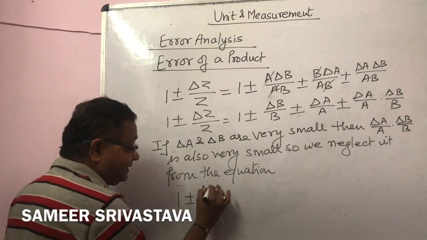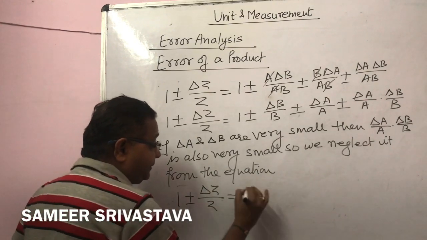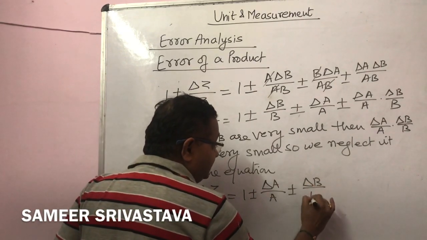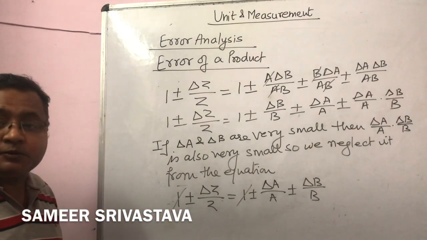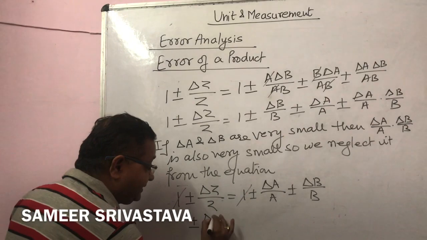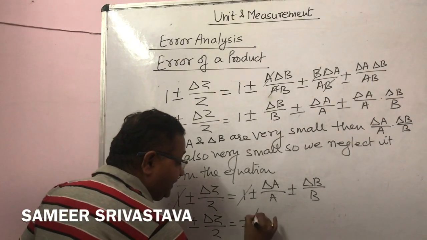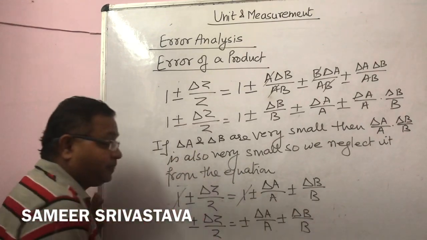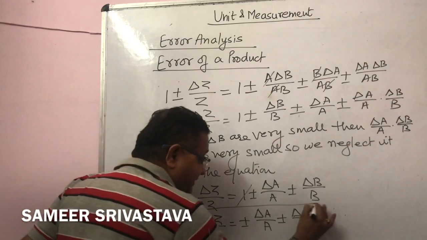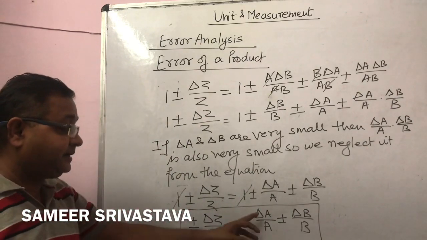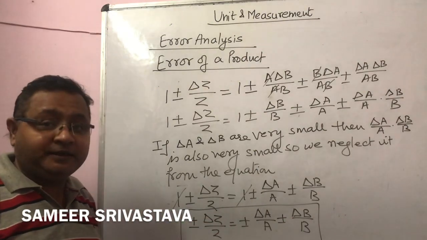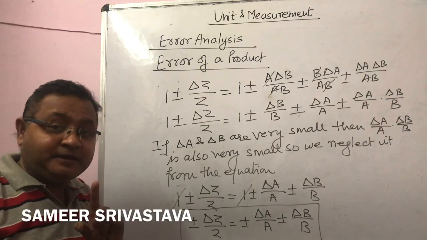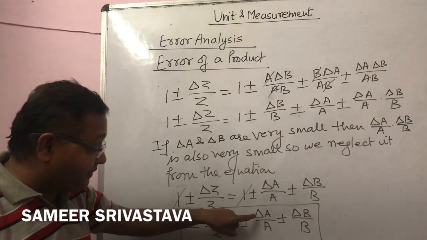1 plus minus delta Z upon Z is equal to 1 plus minus delta A upon A plus minus delta B upon B. Now 1 is cancelled out. So how much error do we get? Plus minus delta Z upon Z is equal to plus minus delta A upon A plus minus delta B upon B. Right? Now, what is the maximum relative error? Here the term I am saying is not maximum absolute error. Here the term is delta A upon A.